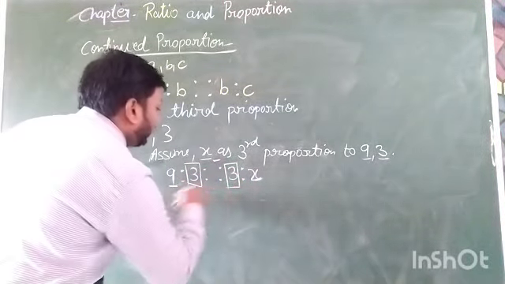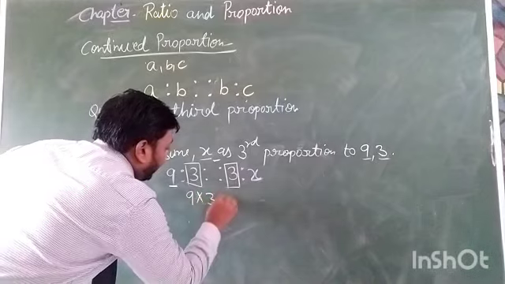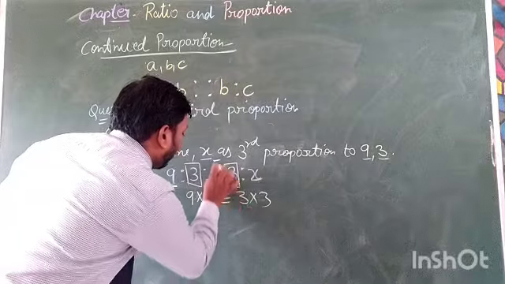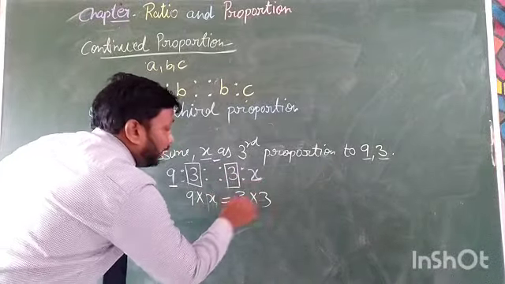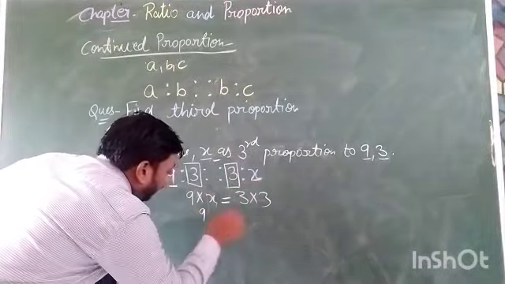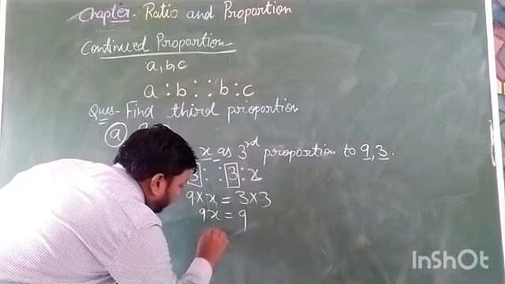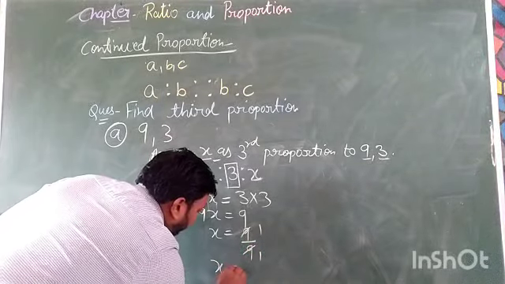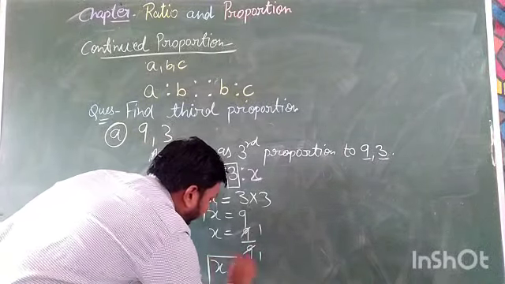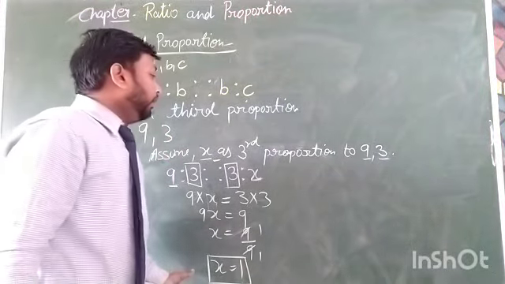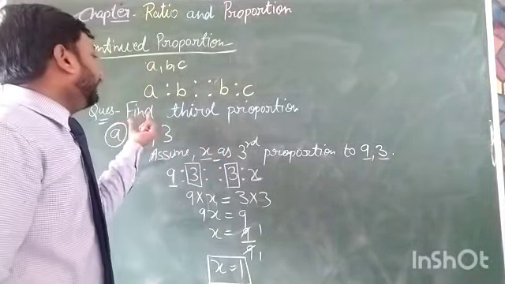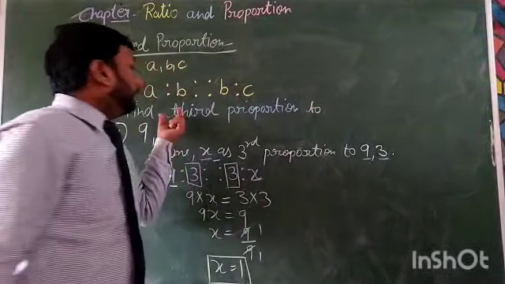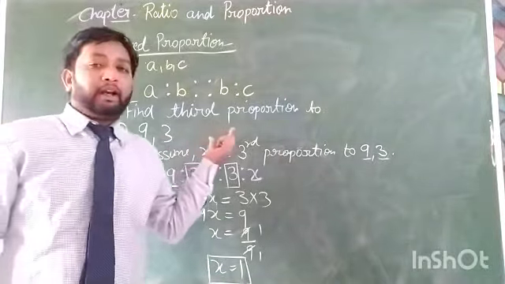So if we multiply the extremes, 9 into x, it must be equal to 3 into 3. If we solve this, 9x is equal to 9. So the value of x is 9 upon 9, which is equal to 1. So we get the value of x as 1. Here we can say that 1 is the third proportion to 9 and 3.